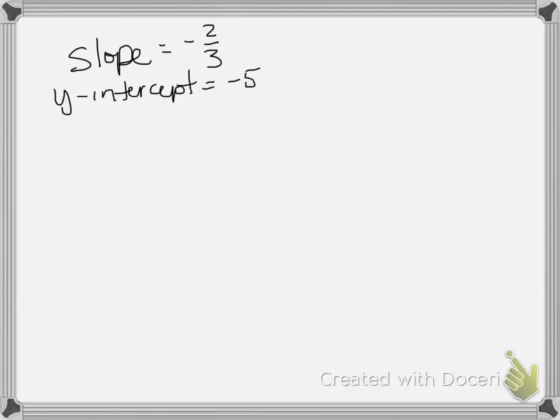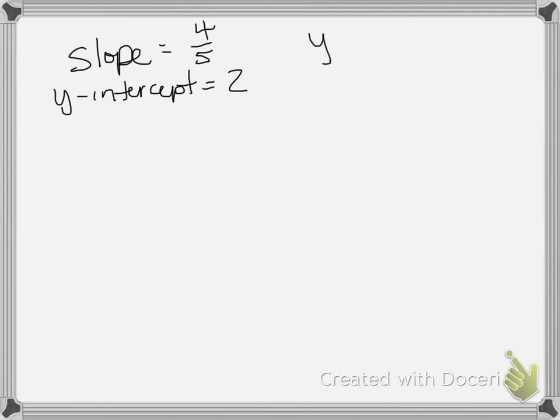All right, we're going to write an equation in standard form that has a slope of 4/5. I put 2/3 before, I'm going to put 4/5 now. So the slope is 4/5 and the y-intercept is 2. All right, so I have the slope and I have the y-intercept.